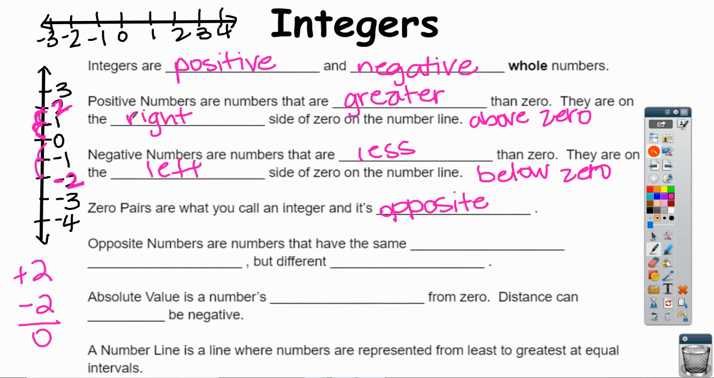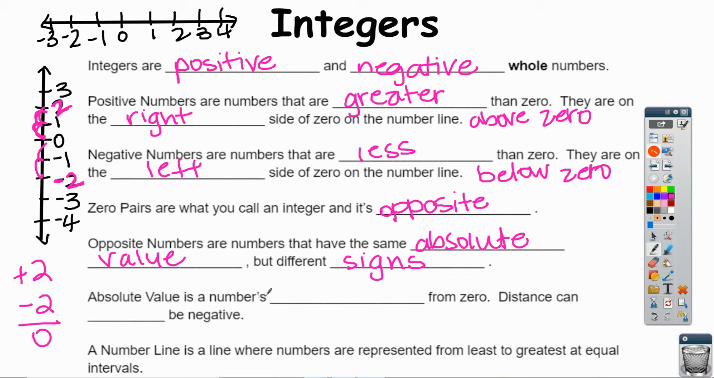All right, opposite numbers are numbers that have the same absolute value but different signs. So let's look at these numbers. This one's a +2 and this one's a -2. So this is saying these two numbers have the same absolute value but different signs. Well, I see one's positive and one's negative. So what does absolute value mean?